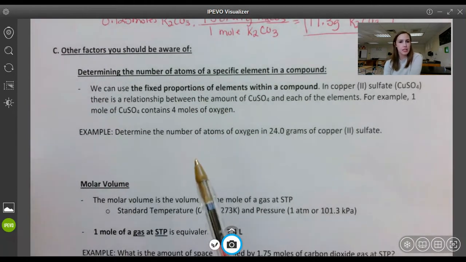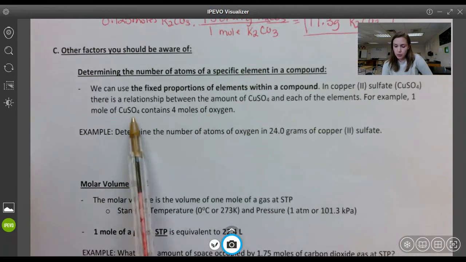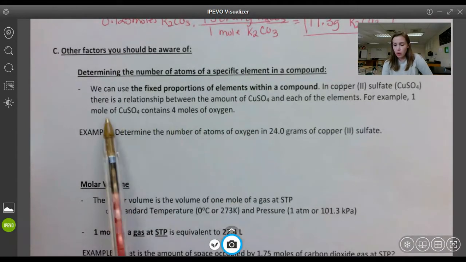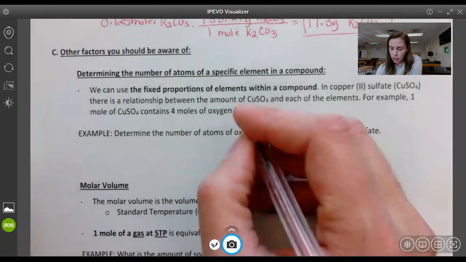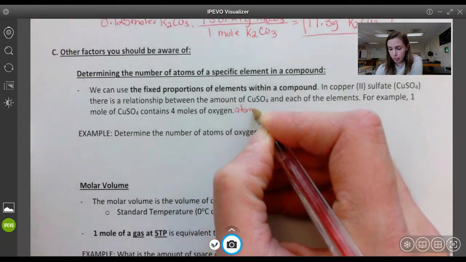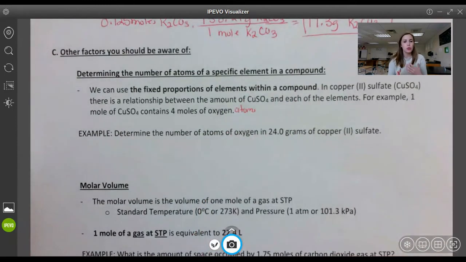So the next factor we need to be aware of is we may have a compound and we're just interested in a specific element within that compound. Well, we know that compounds are made up of fixed proportions of elements. So because of that, say for copper 2 sulfate, we know that for every 1 mole of copper 2 sulfate, there has to be 4 moles of oxygen, in this case, atoms. There's that relationship of things that are equivalent to each other.